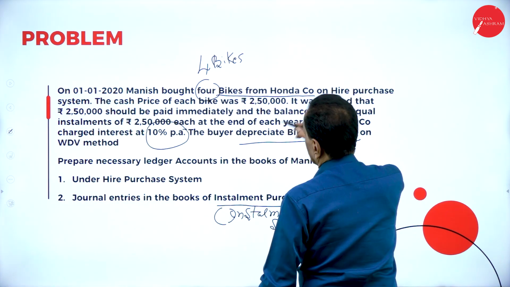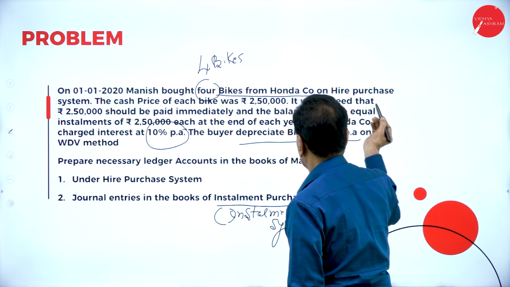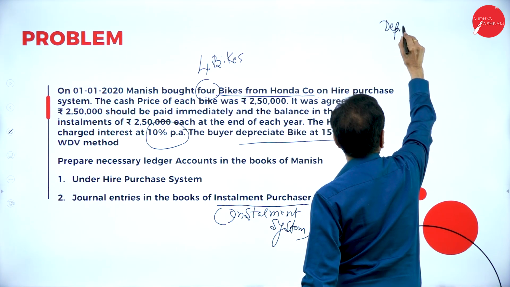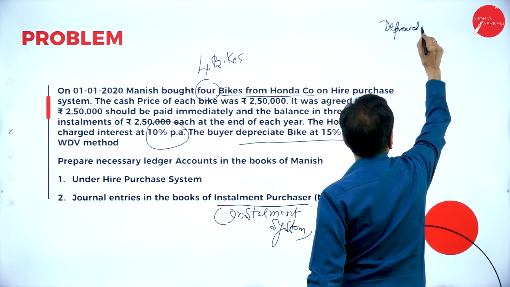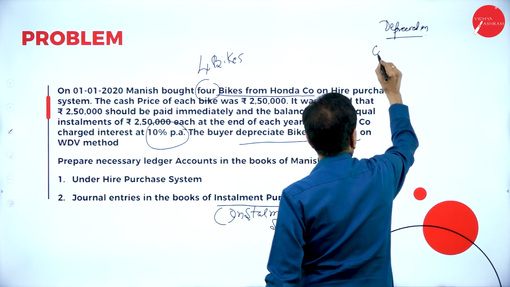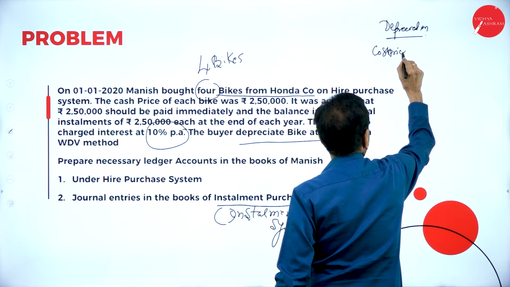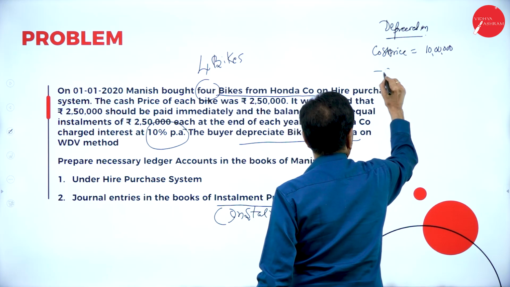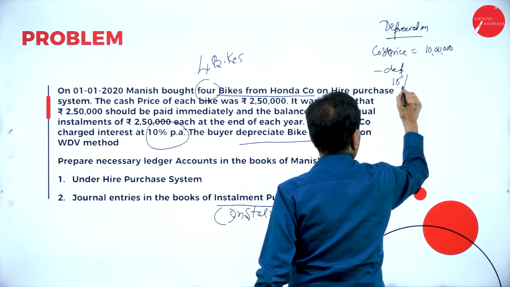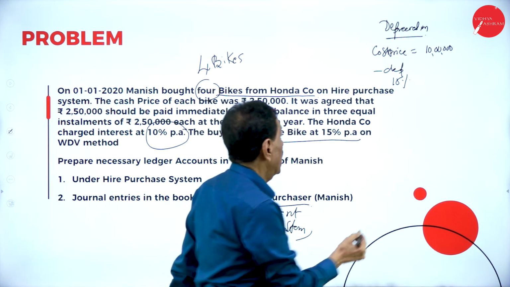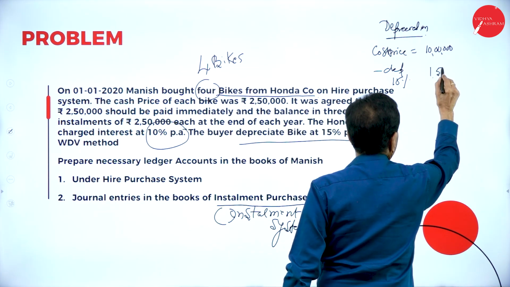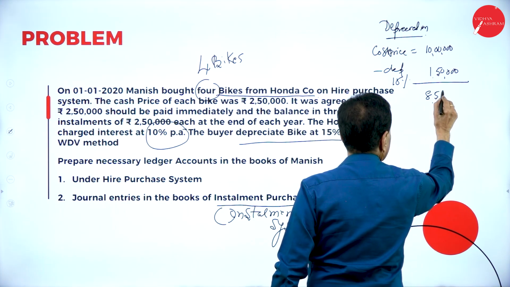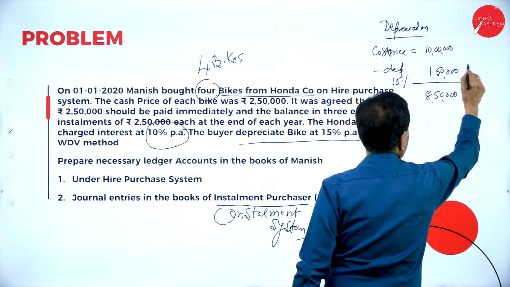Regarding the depreciation here, what is the cost price? 2,50,000 plus the rest, totally the cost price is 10 lakh, minus depreciation at 15%, 1,50,000. Balance is 8,50,000. This goes to the first year.